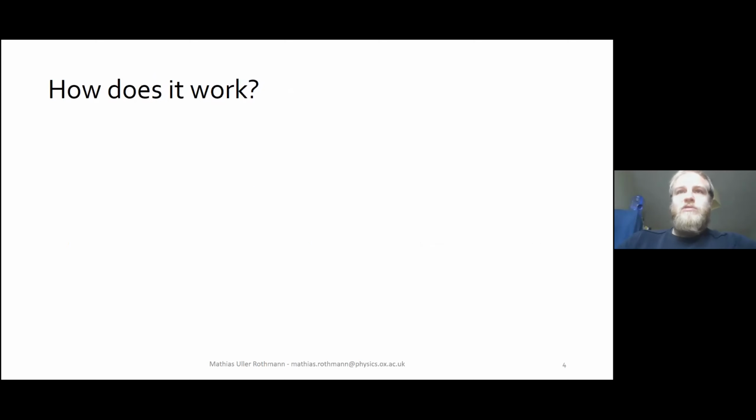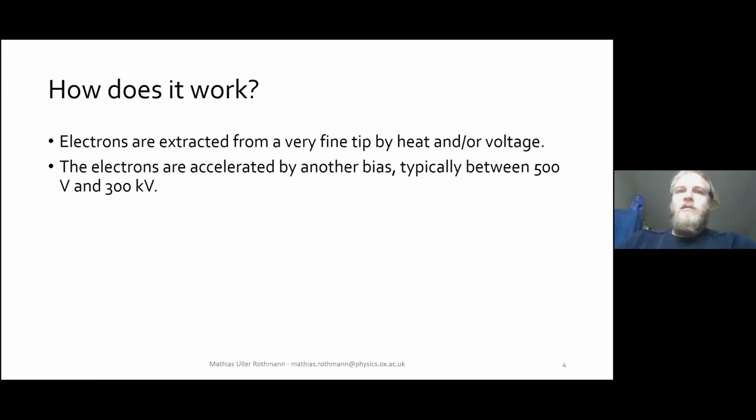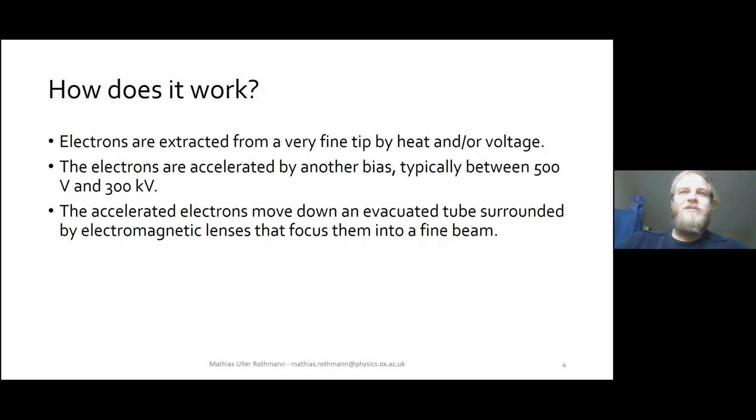So an electron microscope generally, as a reasonably good approximation for most of the microscopes you will encounter, works like this. You get electrons that are extracted from a very fine tip, either by heating up the tip or applying a voltage, typically both. You then accelerate these electrons using a bias, typically 500 volts to 300,000 volts. There are some microscopes that have gone up to 1 million volts, which is not quite necessary with modern techniques, but it makes some pretty interesting microscopes.